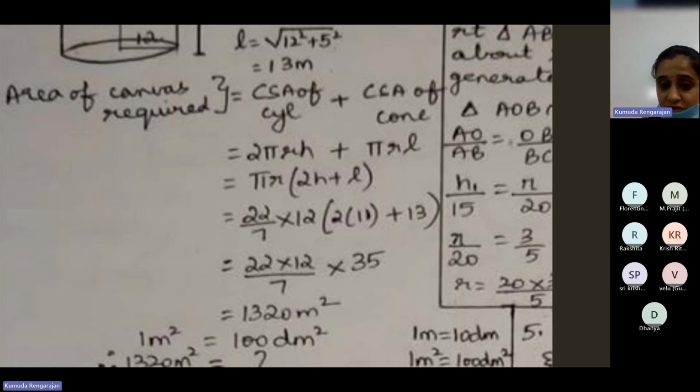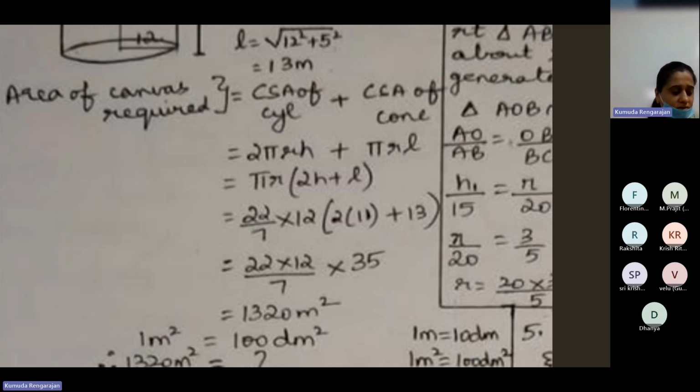H of the cylinder is 11 and L of the cone is 13. So I have taken pi R common, so in bracket 2H plus L. So pi is 22/7 into R, radius 12. I've substituted, and that amounts to 1320 meter square. 1320 meter square. But I think the cost is given per decimeter square, right?